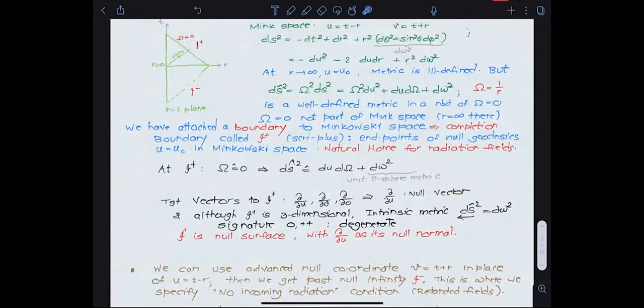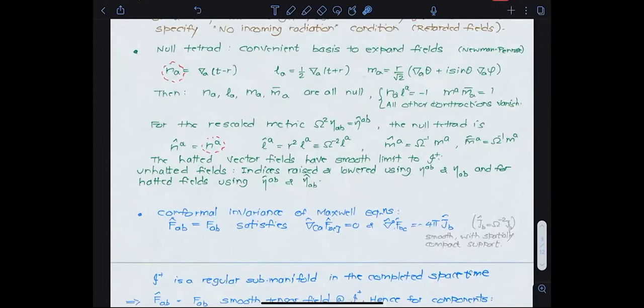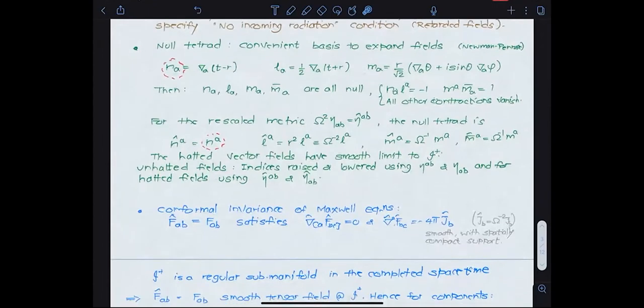We can use the advanced null coordinates, as I said, and then that will take us to scri minus up here. Now, there is a null tetrad, and that is a convenient basis to expand fields. This was given by Newman and Penrose. What I can do is take t minus r and take its gradient, and that would give me a covariant vector. Similarly t plus r, take its gradient. These are two null coordinates, the retarded null coordinate and the advanced null coordinate, and therefore these two are null vectors. And now I take a complex linear combination of grad theta and grad phi, and make this also a null vector.